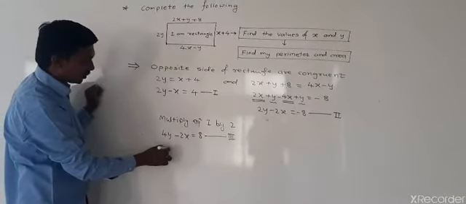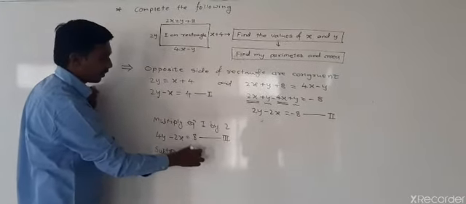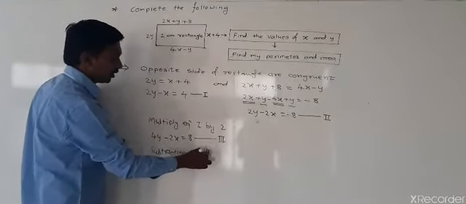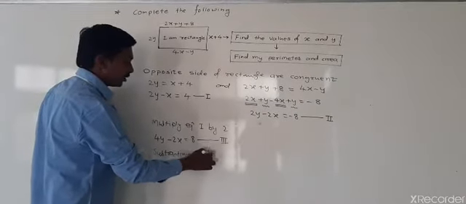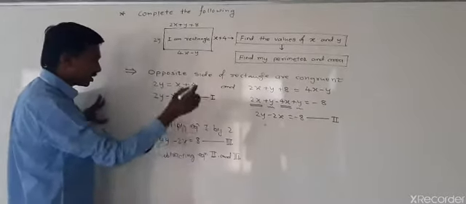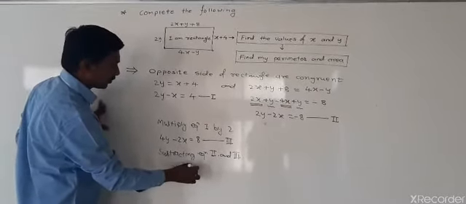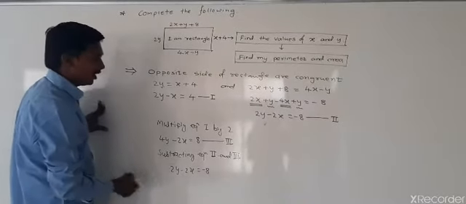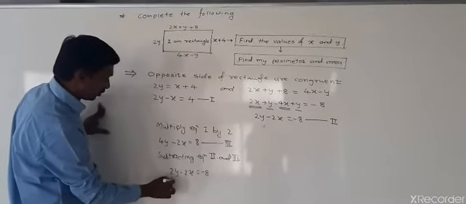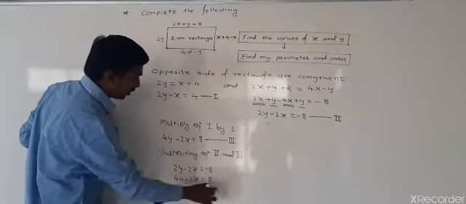So we will write here, subtracting equation 2 and 3. Equation 2 is 2y minus 2x is equal to 8, and equation 3 is 4y minus 2x is equal to 8.